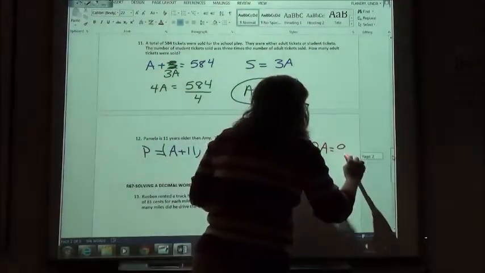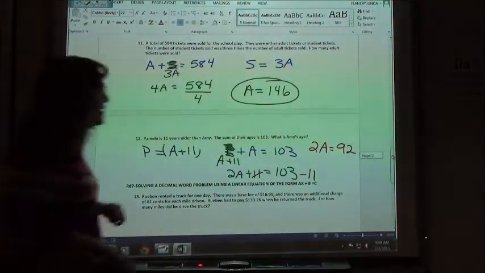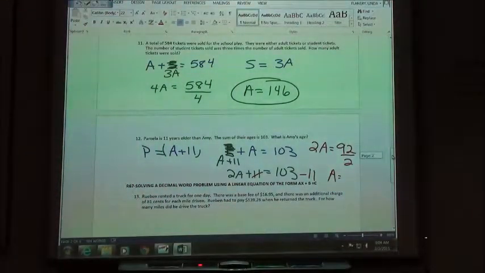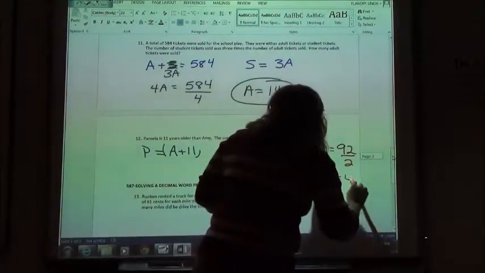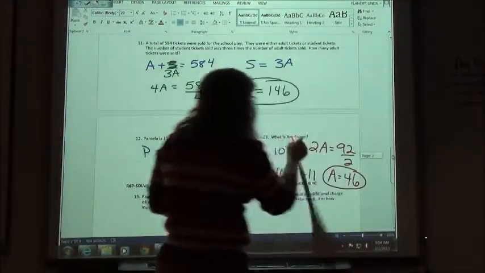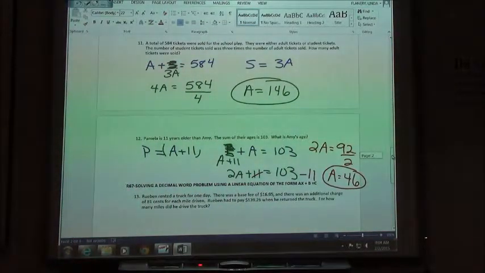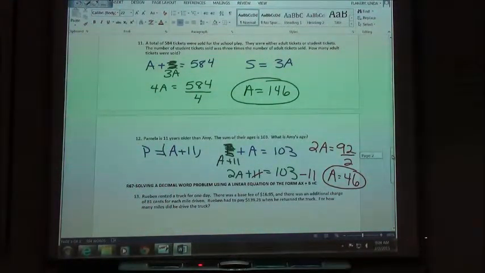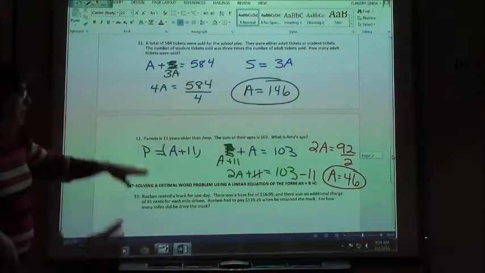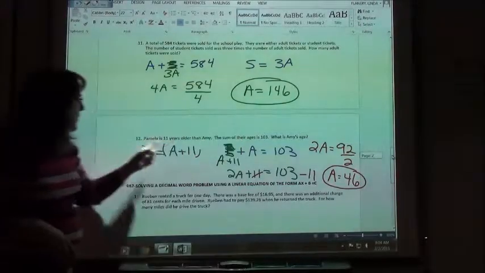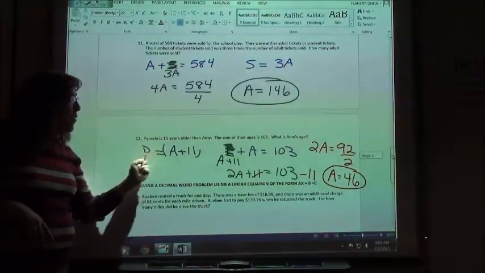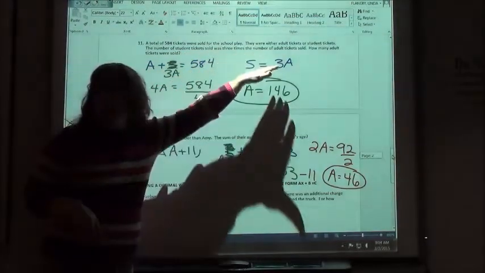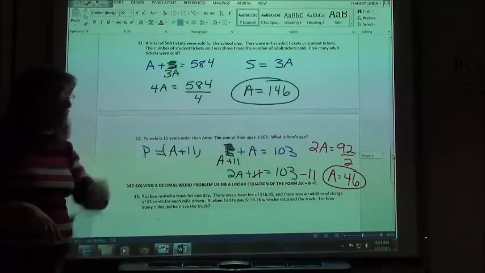So 2A is going to equal, what's 103 minus 11? 92. And then I'm going to divide by 2, and 92 divided by 2 is 46. So Amy is 46. And again, this one did ask what is Amy's age, so we found the one that we want. If I would have wanted to find Pamela's age, I would have had to add 11 to my 46. So just keep in mind, when you're translating these ones that aren't sums, whatever one's mentioned first is going to be equal to the other side. So here they said the student tickets was 3 times the adult tickets. Pamela is 11 years older than Amy.